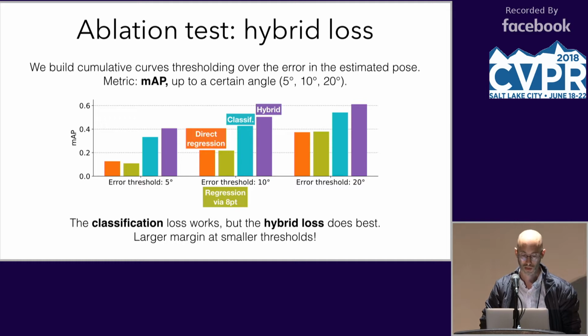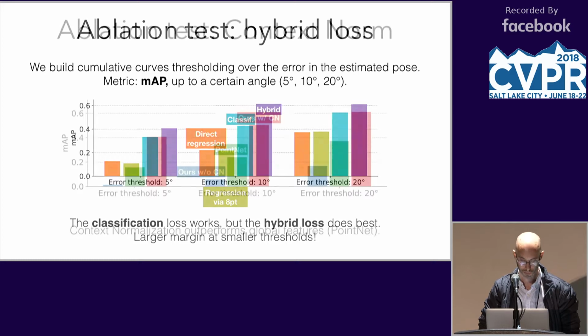And as you see, the regression loss alone is not enough to train the network successfully. The classification loss does very well, but with the hybrid formulation, we can obtain the best results.